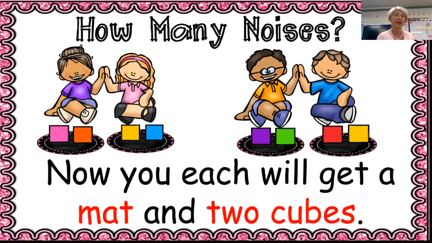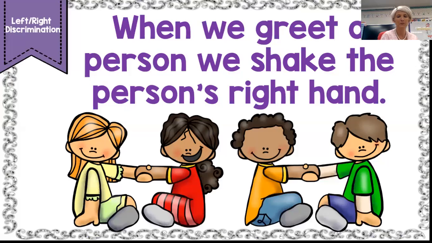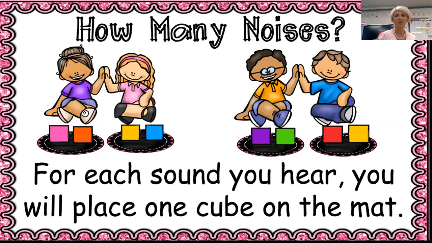Now, we're gonna do it again, and this time, I want you to move your objects as well. For each sound you hear, you will place that object on the table. So you should have moved one object on the table just then because you heard one noise. Let's do one more. That time, you should have moved two objects on the table because you heard two noises. Great job.